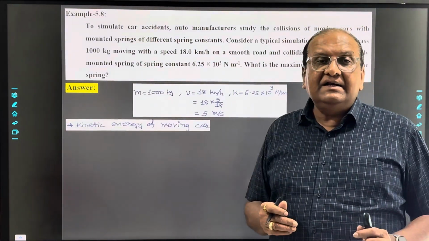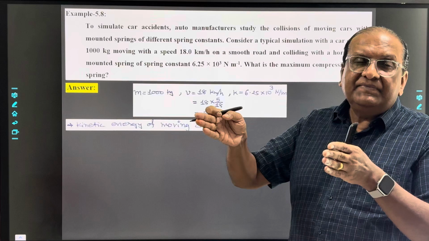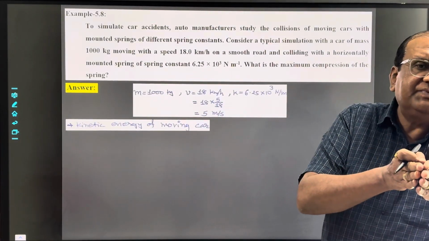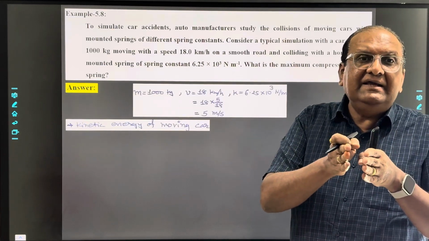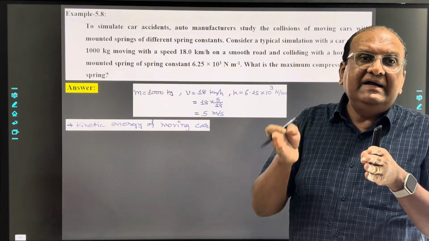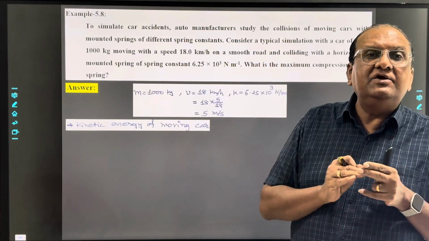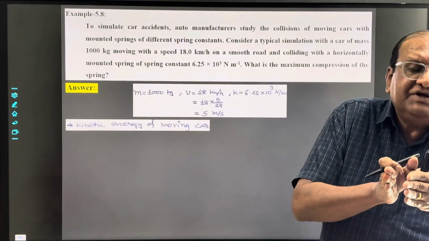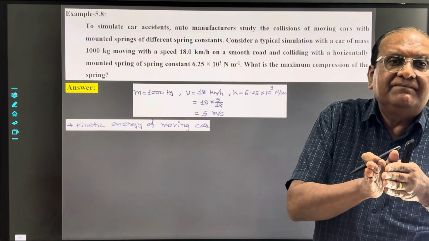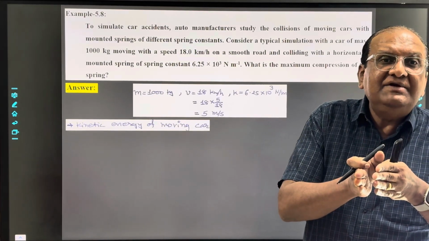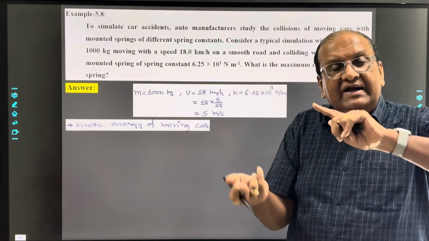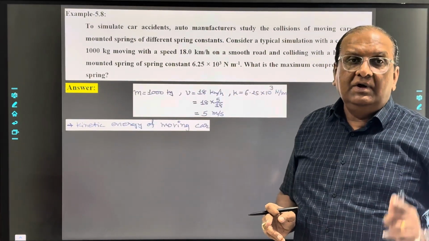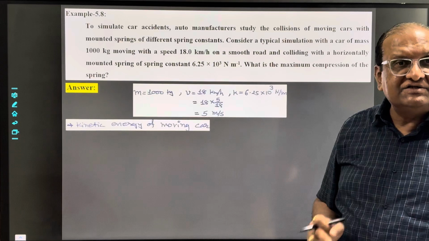Why kinetic energy? Because when the car collides with the spring and compression of the spring takes place, at that time, the kinetic energy will be converted into potential energy of the spring. When maximum compression of the spring takes place, momentarily the car will be steady. So we can say now the entire kinetic energy of the car is converted into potential energy of the spring.